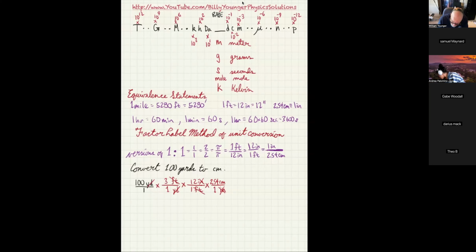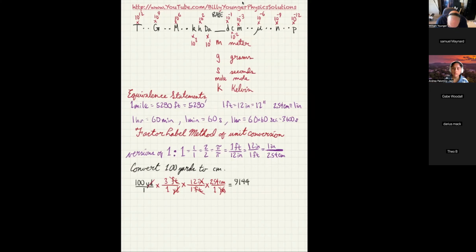So I'm going to tell you how you do this math. When you're doing multiple steps like I did in this one, notice I had 3 conversion factors. The easiest way to deal with this is to multiply all the numerators to get a new numerator. So I'm going to take 100 and multiply it by 3, then multiply that by 12, and then multiply that by 2.54. And that gives me 9,144. And that's the whole answer.